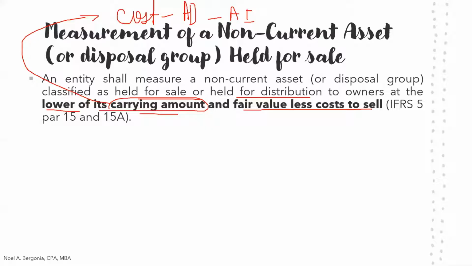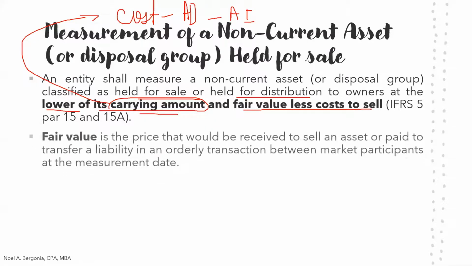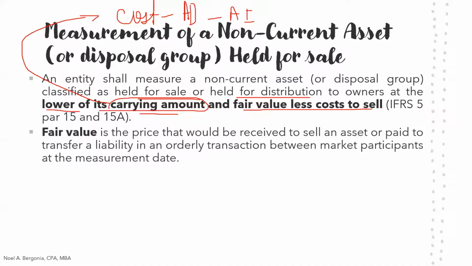So that's what we will just look at, the lower between the two. Okay, so fair value, just like what we have discussed in our previous discussions, is a price that would be received to sell an asset or paid to transfer a liability in an orderly transaction between market participants at the measurement date. Okay, so it should be available in the market.